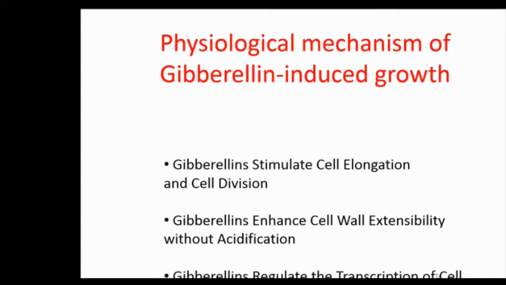Let me talk about the physiological mechanism of Gibberellin-induced growth. There are three main ideas that we are going to follow. The first is that Gibberellins stimulate cell elongation and cell division. The second is that Gibberellin enhances cell wall extensibility without acidification. And the last is that Gibberellin regulates the transcription of cell cycle kinases in the meristem.